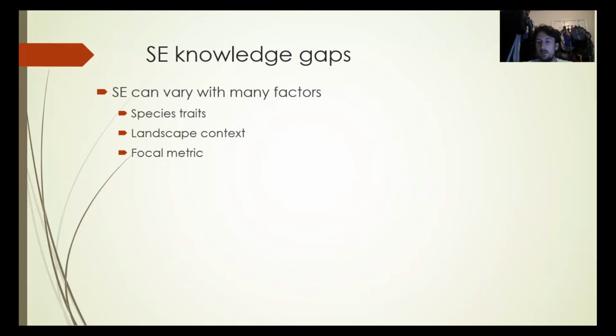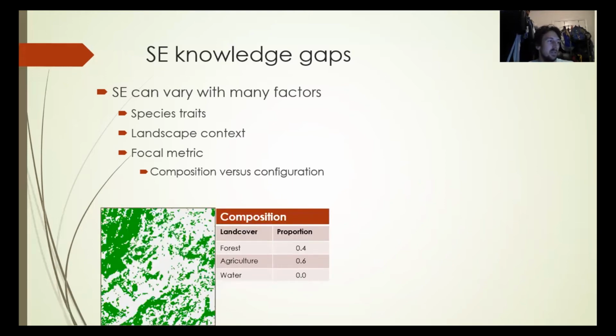So in landscape ecology, there's a whole bunch of different metrics that can describe a whole bunch of different aspects of the landscape. Now, all these different metrics can, for the most part, be divided into 2 categories: landscape composition versus landscape configuration. Landscape composition is just the amount and diversity of different land cover types. So in this example here, we have a landscape that is composed of about 40% forest, 60% agriculture, and 0% water.